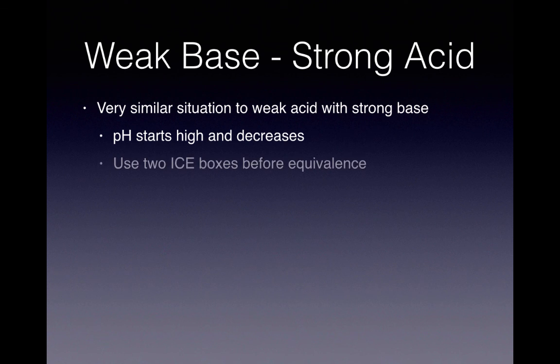And just like we did with weak acid and strong base, for a weak base and strong acid we use 2 ICE boxes before the equivalence point. First we take a look at that 100% reaction of the strong acid reacting with the weak base, figure out how much weak base we have left, how much of its conjugate we've made, and before the equivalence point we can use Henderson-Hasselbalch to find the new pH.